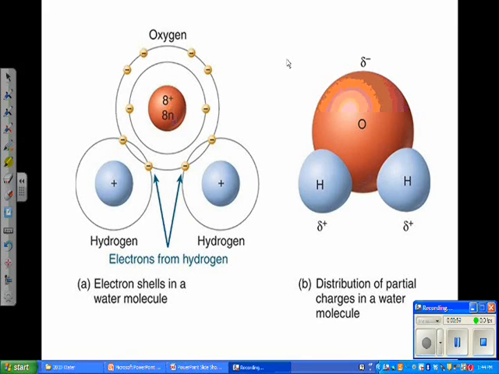Each water molecule is made of 2 hydrogen atoms and 1 oxygen atom. The oxygen atom is more electronegative than the hydrogen atoms, meaning that it pulls the shared valence electrons closer to itself. This unequal sharing of electrons results in oxygen having a partial negative charge and the hydrogens having a partial positive charge. Each of the 2 covalent bonds in the water molecule is highly polarized.